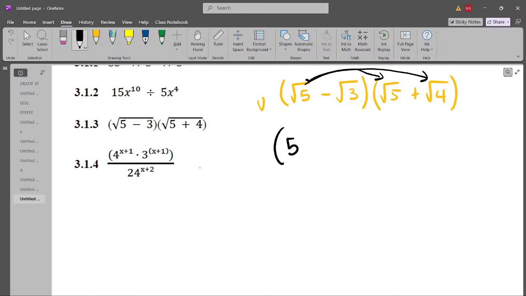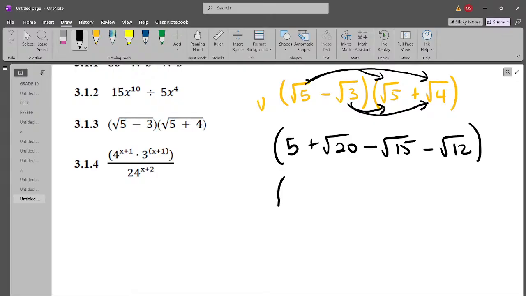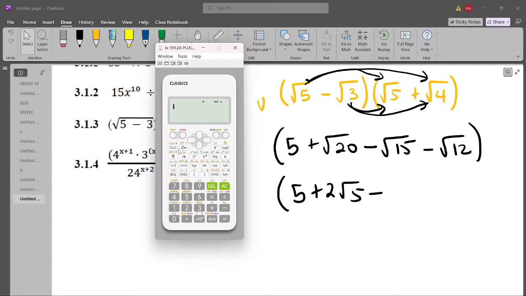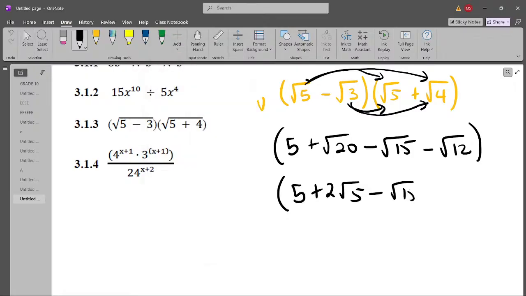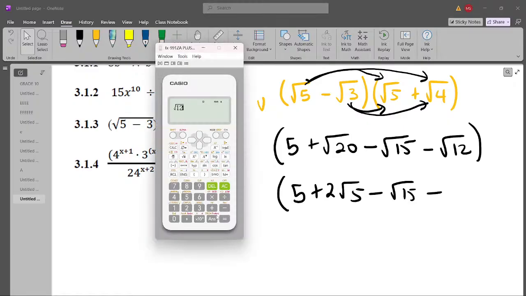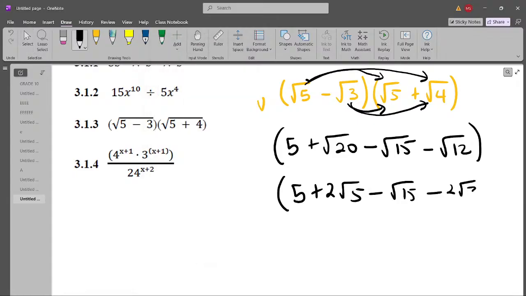So this one will be 5, then the square root of 20. Then root 3 multiplied by root 5 will be negative root 15. Then root 3 multiplied by 4, the answer will be minus root 12. And then you have 5. When you simplify the square root of 20, simply do it on a calculator, it is 2 root 5, minus root 15. Can root 15 be simplified? Let's try. No, it cannot be simplified. Minus root 12. Can root 12 be simplified? Let's check. It's 2 root 3.